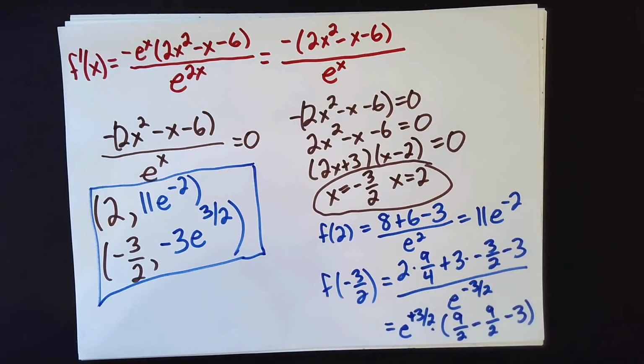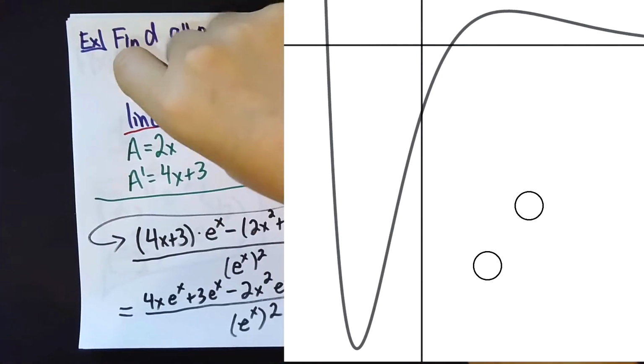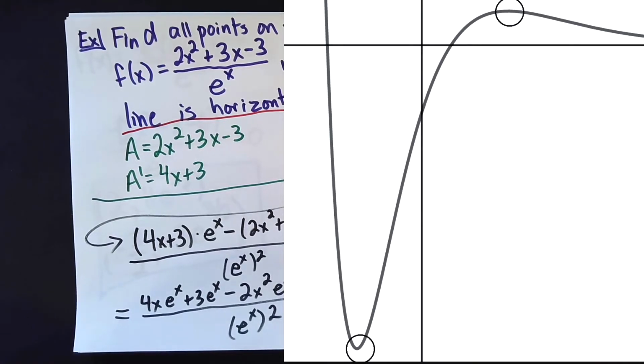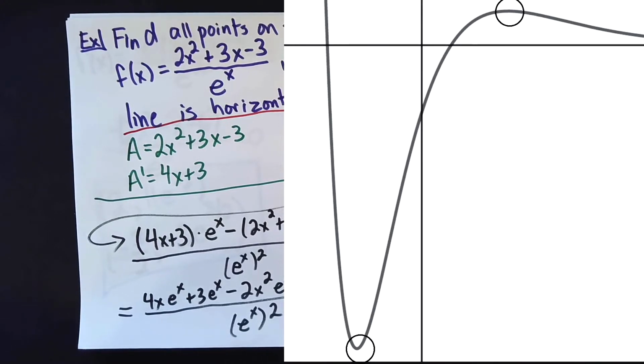Just to make this a little more concrete and make sure we understand what we just did, I've pulled up a graph here of our original function f of x. So this is f of x equals 2x squared plus 3x minus 3 divided by e to the x. We found all the spots where the tangent line is horizontal. Look at this graph and make sure you can see where those points are. So I've circled on screen where they are.